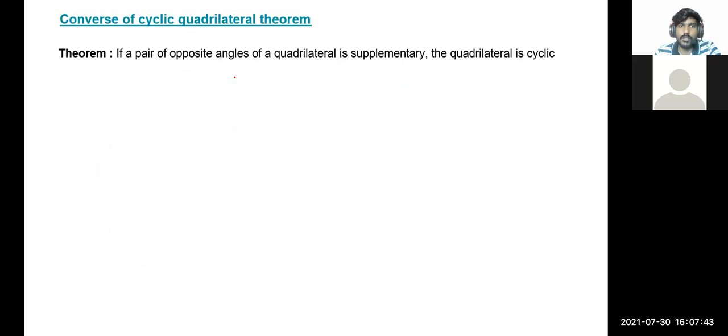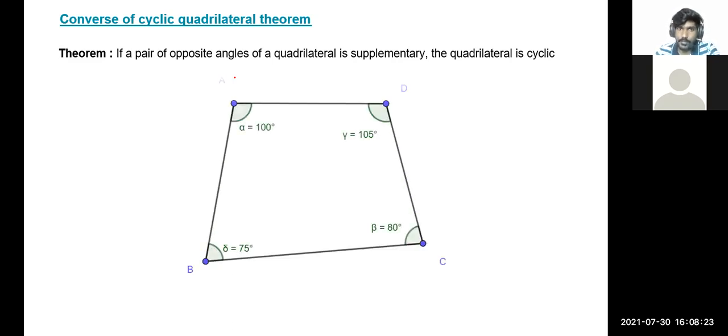So the next is the converse of the cyclic quadrilateral theorem. The cyclic quadrilateral theorem says that opposite angles of a cyclic quadrilateral are supplementary. So the converse says that in a quadrilateral, if the opposite pair of angles are supplementary, then that quadrilateral is cyclic. That means in a quadrilateral, if you add the opposite angles and you get 180 degrees, then that quadrilateral is cyclic, meaning the vertices of this quadrilateral lie on the same circle.